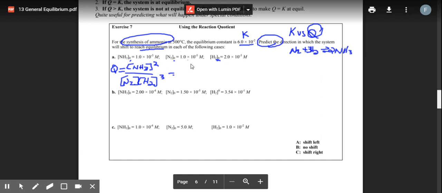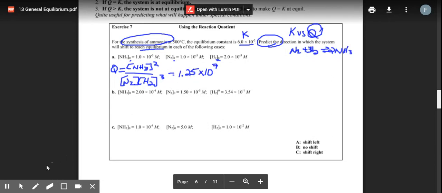Now we can plug in our values. I'm going to take this value, plug it in for NH3, this value, plug it in for N2, this value, plug it in for H2. Make sure you square that, make sure you cube that, make sure you're multiplying those. And when you do so, you end up getting a value that is equal to 1.25 times 10 to the 7th. So that is our Q value.